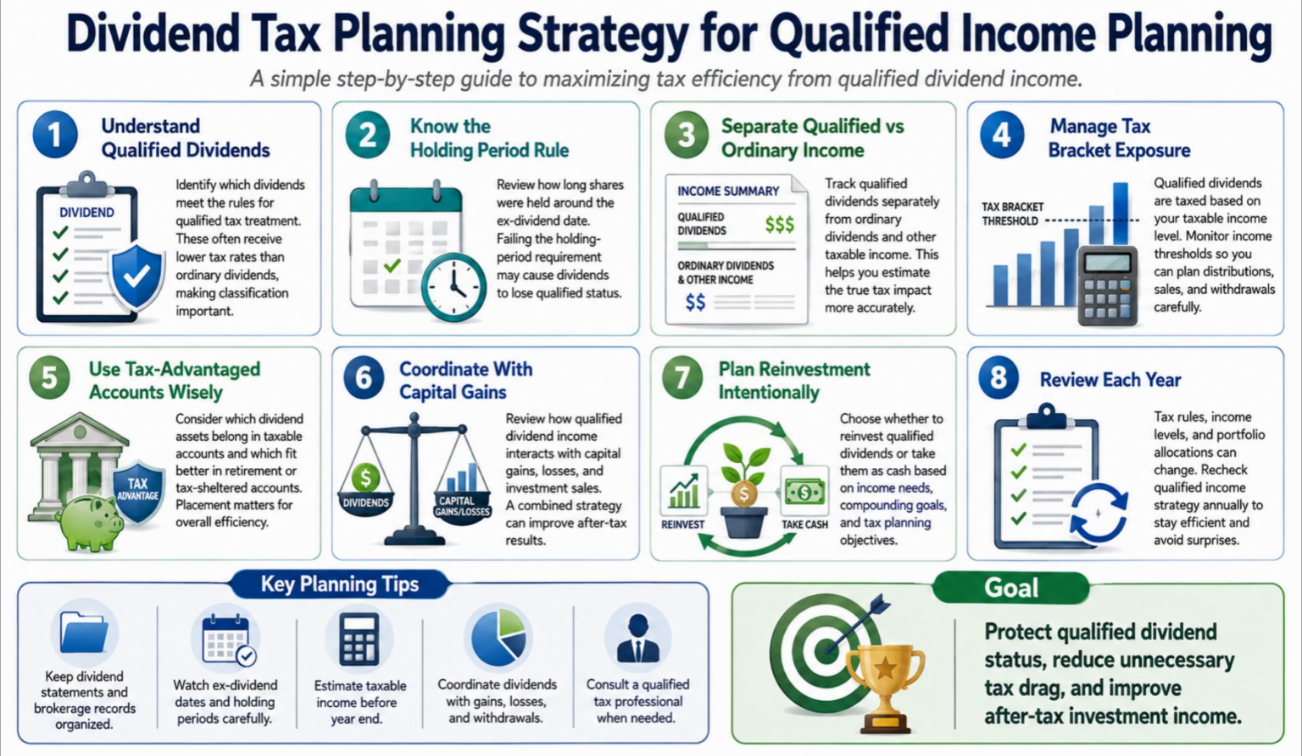Moreover, qualified dividend planning should be coordinated with capital gains. Dividends, gains, losses, and investment sales are connected. A gain from selling shares may increase taxable income, while a capital loss may help offset some taxable gains. By reviewing these items together, investors may improve their after-tax results instead of looking at dividend income alone.